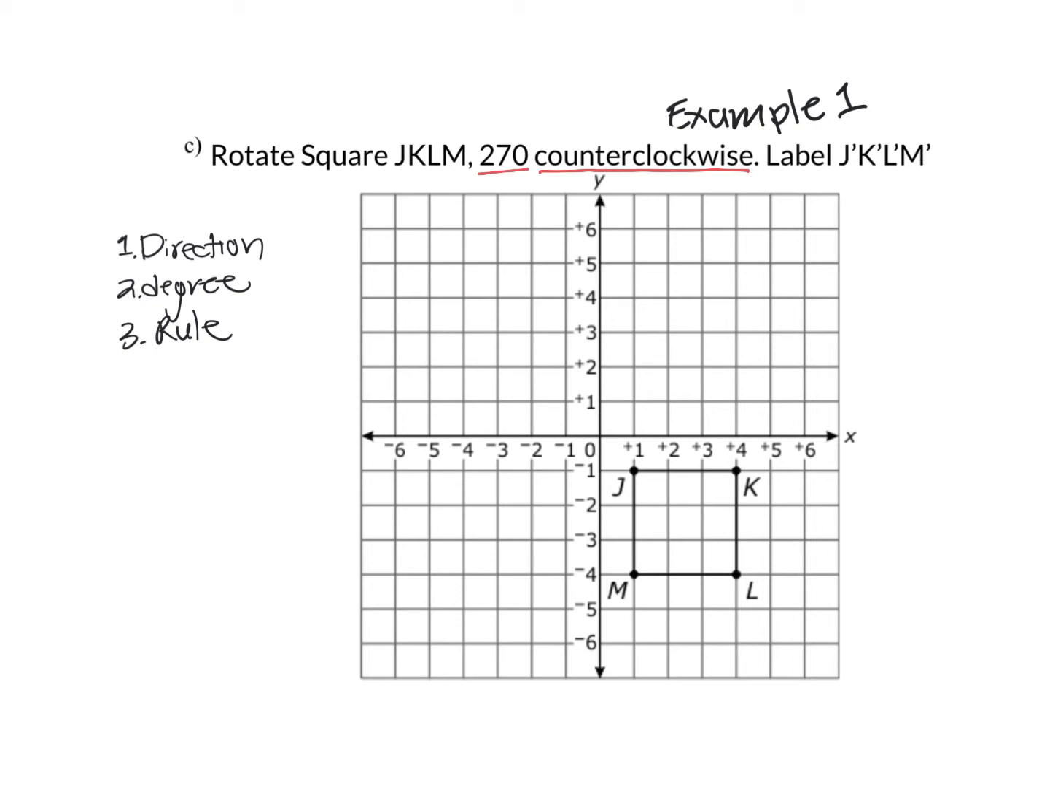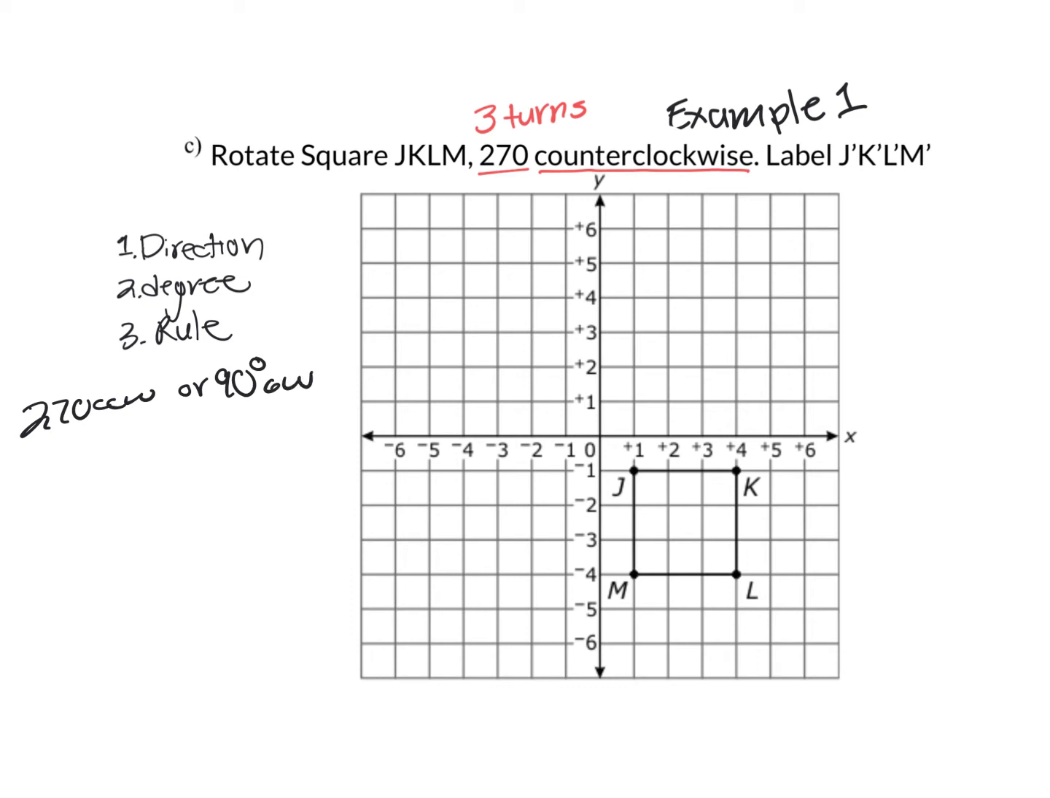I look at 270 as being 3 turns. Okay, so 270 is 3 turns. So we know our direction, which is counterclockwise. We know our degree, which is 270, which is 3 turns. So now let's get the rule. Now the rule that applies for this one, because it's 270, we're looking at 270 degrees counterclockwise being the same as 90 degree clockwise.